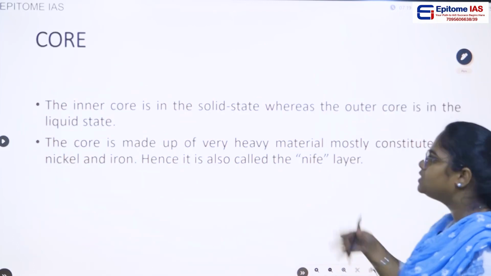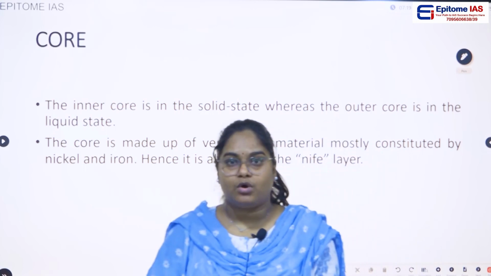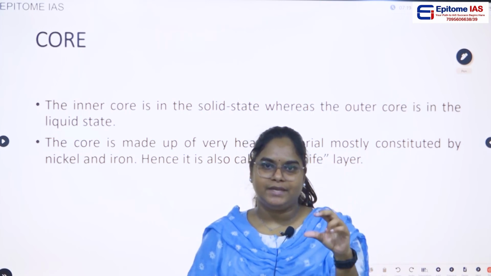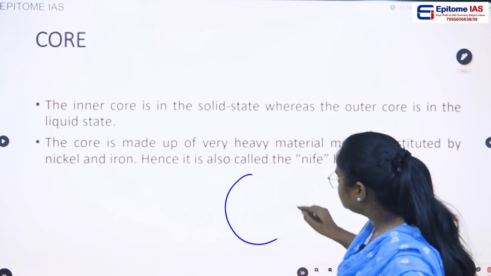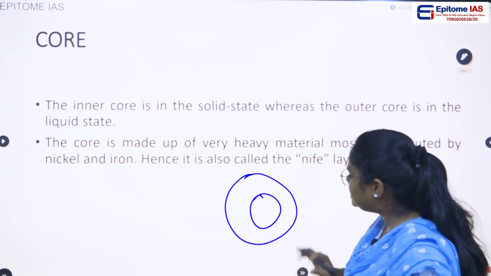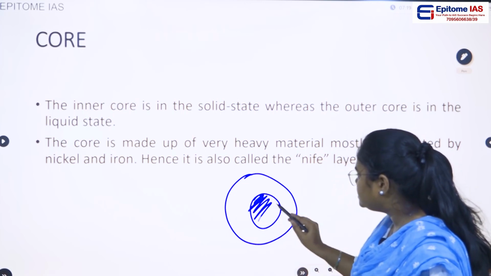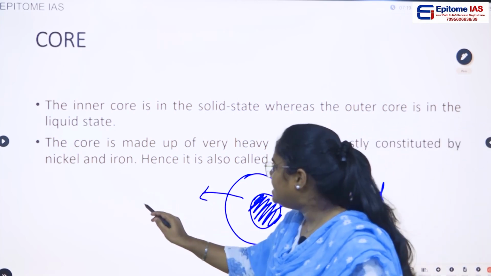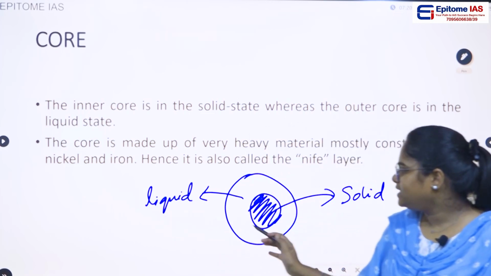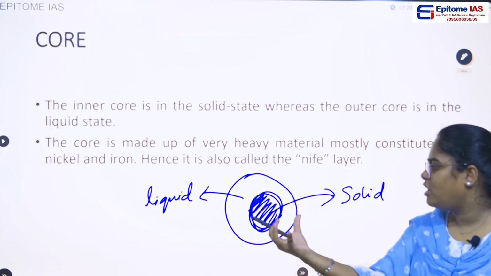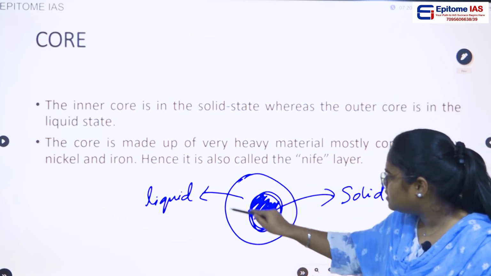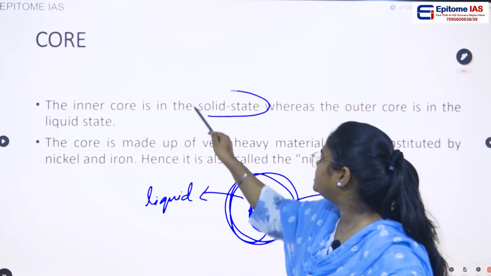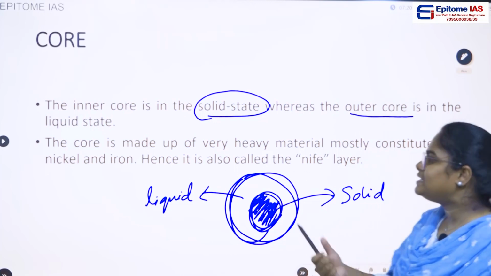And the next layer would be the core. As I already told you, there are two layers in the core itself, the outer core and the inner core. So let's say this is the outer core and this is the inner core. The inner core is solid, but the outer core is a liquid part. Technically, this inner core, which is a solid ball, is revolving inside the liquid core. So here the inner core is in the solid state, whereas the outer core is in a liquid state, which you have to remember.